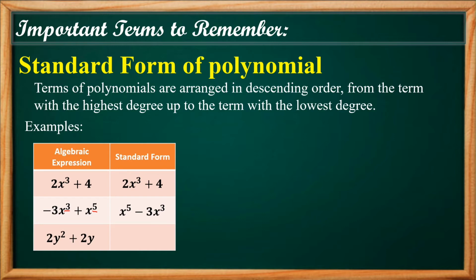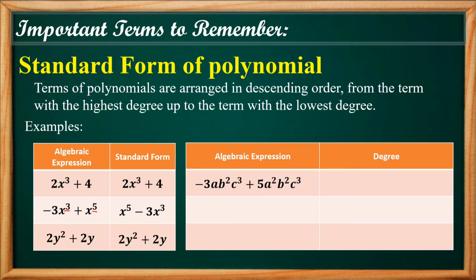The second one. Alin dyan ang mas malaki na degree? Therefore, this term, which is 2y squared, then followed by 2y. Then, you have here 2y squared plus 2y. Another example tayo. We will have here negative 3ab squared c cubed plus 5a squared b squared c cubed. Now, on this part, alamin natin yung degree. On the first term, the degree is 1 plus 2 plus 3. The degree is 6. Then, 2 plus 2 plus 3. The degree is 7.